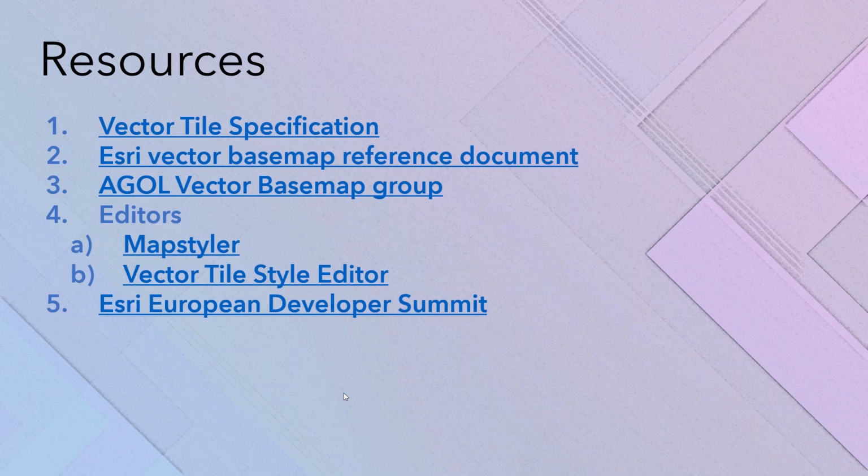Okay. How do you incorporate multi-scale generalizations when building a vector tile package?